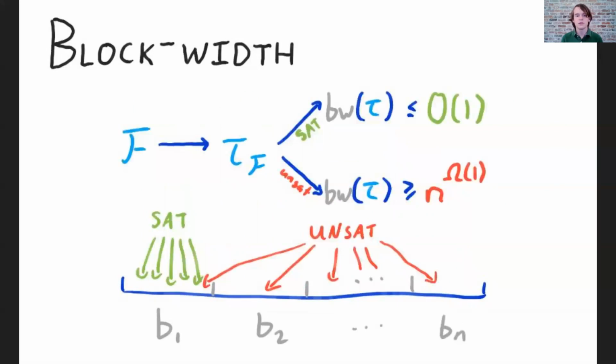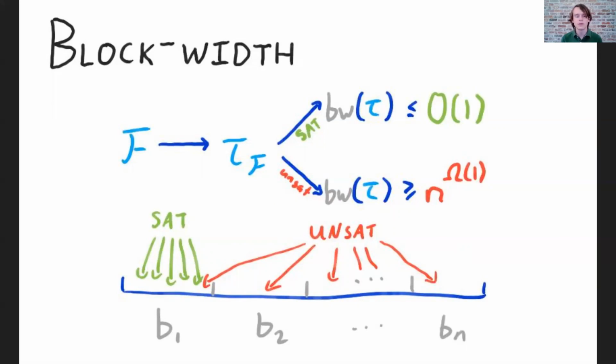And what Atserias and Müller show is that for a very natural blocking up of the variables, in the satisfiable case, there is a resolution refutation which only touches a constant number of blocks in each line in the proof. Whereas in the unsatisfiable case, every resolution refutation of tau touches a polynomial number of the blocks at some line in some clause. And this is a kind of theorem that gets shown all over the place.